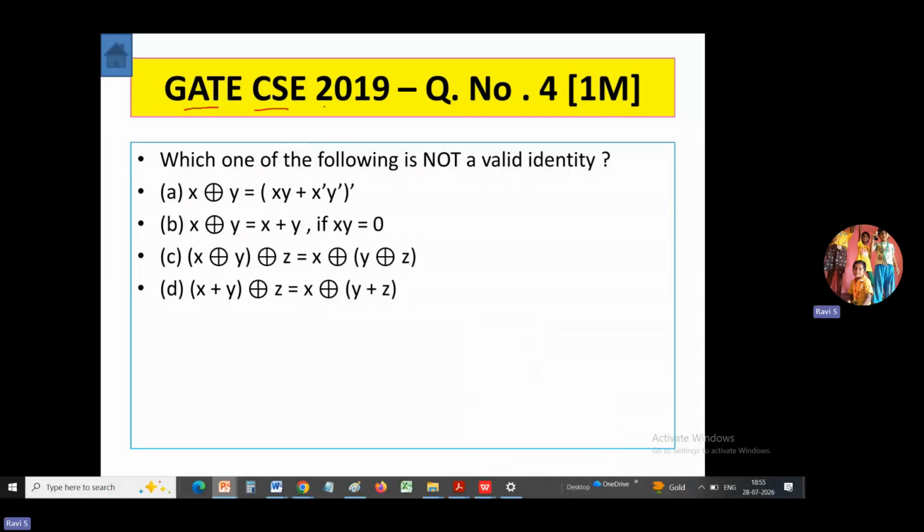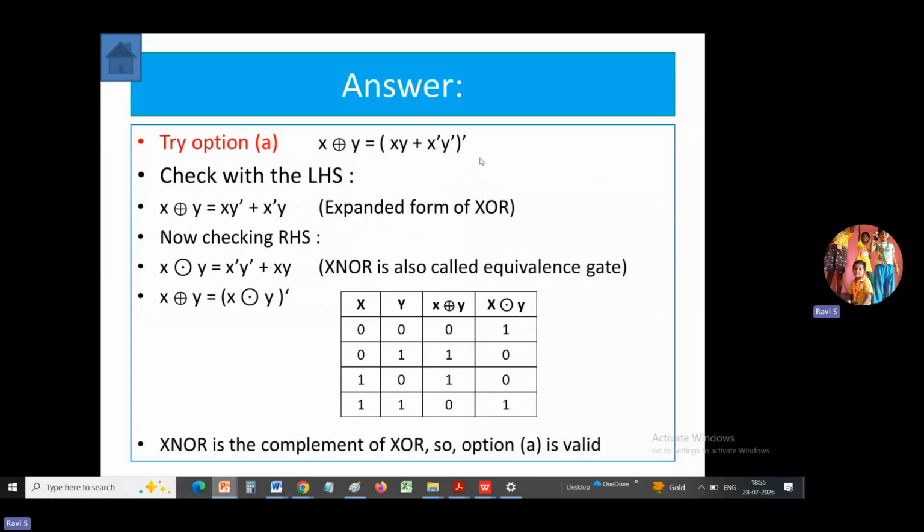GATE CSE 2019. Which one of the following is not a valid identity? There are 4 Boolean expressions given. We need to identify which one among the 4 is invalid. To identify the invalid identity, let us start from option A.